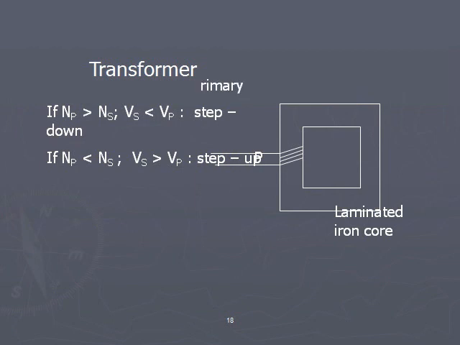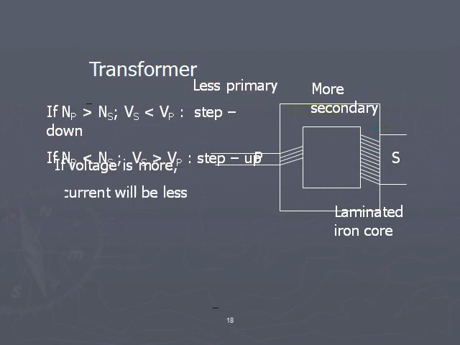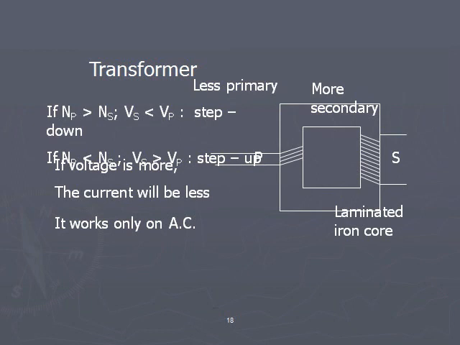If the number of turns in the secondary is more than the number of turns in the primary, if NP is less than NS, then it works as a step-up transformer. That means the input voltage will be less, and for a less input voltage, the output voltage will be more. To increase the voltage, we use a step-up transformer. To decrease the voltage, we use a step-down transformer. Transformer works only on AC but not on DC. We have to remember that the transformer works only on AC but not on DC.